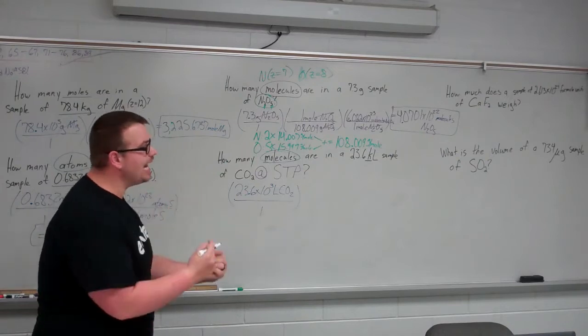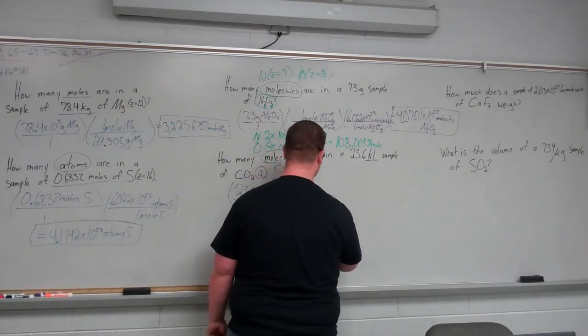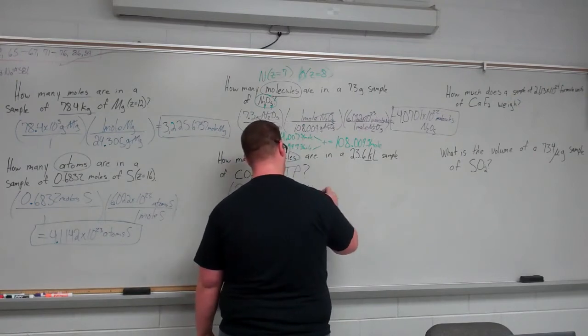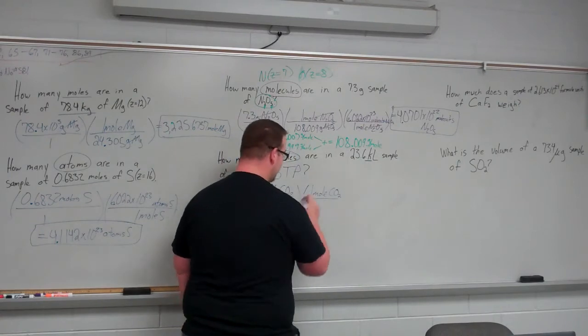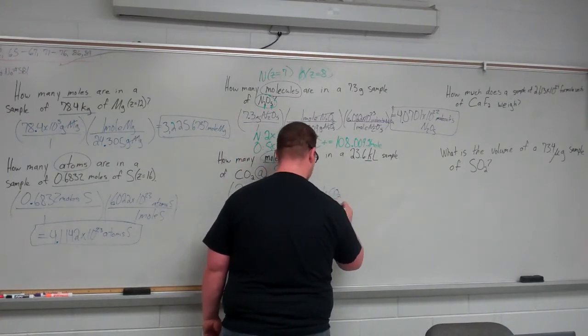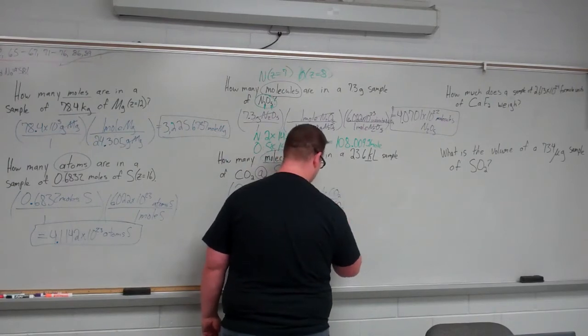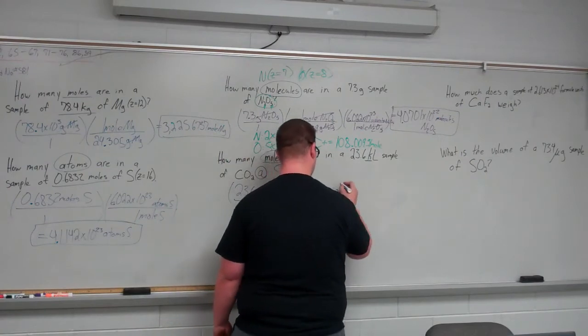Remember, you've got to go through moles. So we have to convert this to moles, which is not bad. I want 1 mole of carbon dioxide gas. It is 22.4 liters of carbon dioxide gas. That ran together a little bit there. It's carbon dioxide in liters.